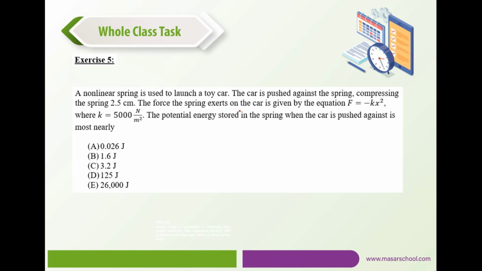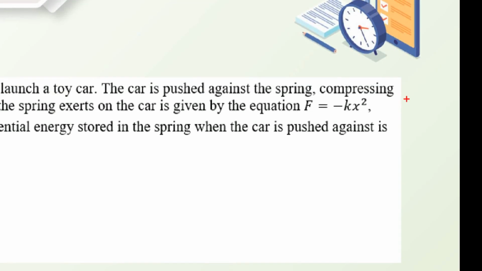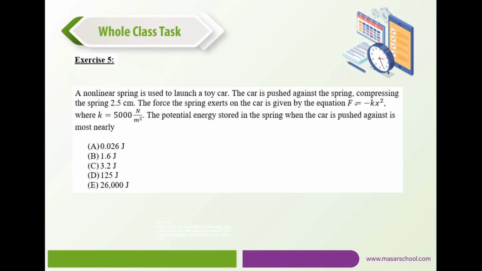The force the spring exerts on the car is given by the equation F is minus kx squared, where k is 5,000 Newton per meter squared. Now we're used to the fact that k is given by Newton per meter. Because F is quadratic, k would be given by Newton per meter squared. If F is linear, then k would be given by Newton per meter.